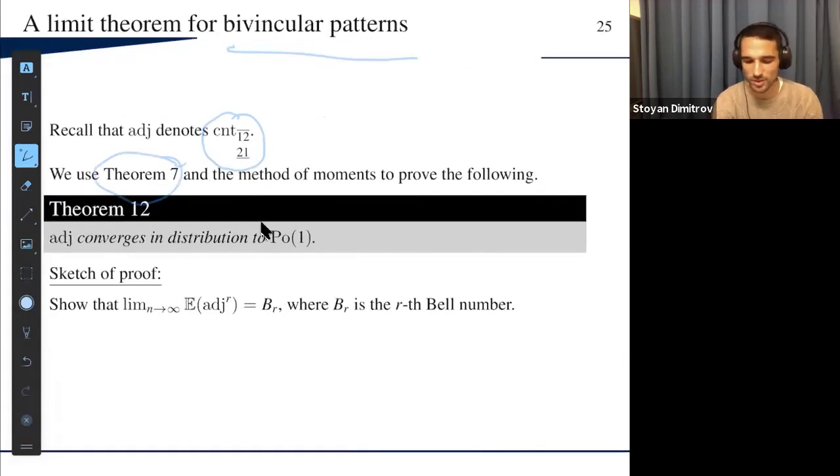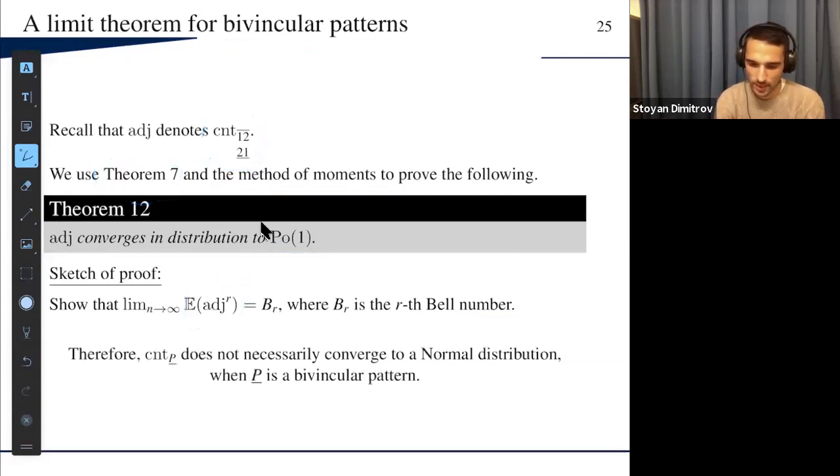You remember this. This is just the explicit formula for this expectation. And we show that the limit of this expression is the Arc-Bell number. So this allows us to conclude, by the method of moments, that the limiting distribution is Poisson with mean 1, just because we know that the arc moment of this Poisson distribution is exactly the Bell number.